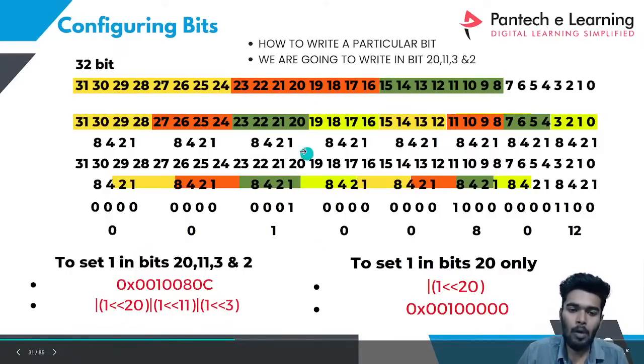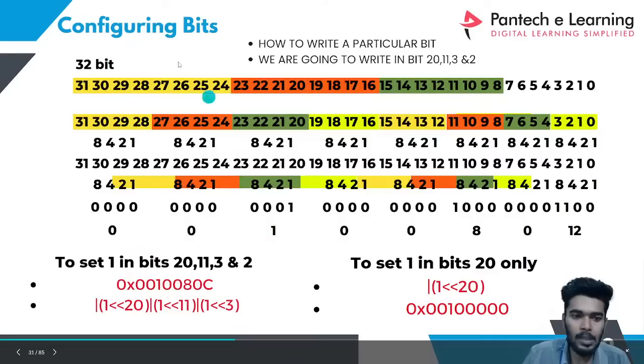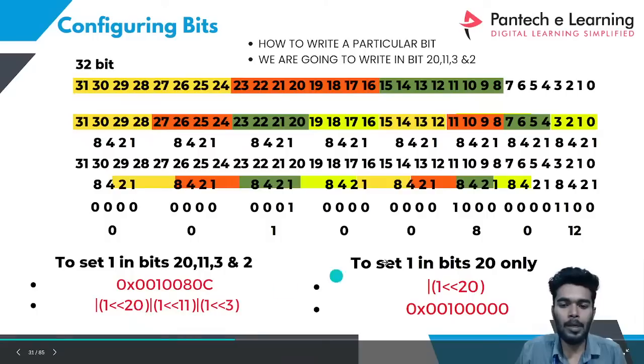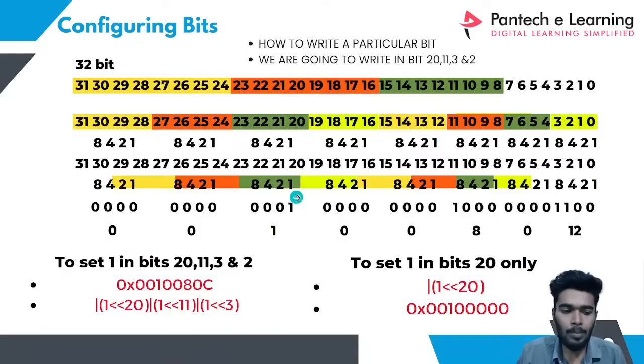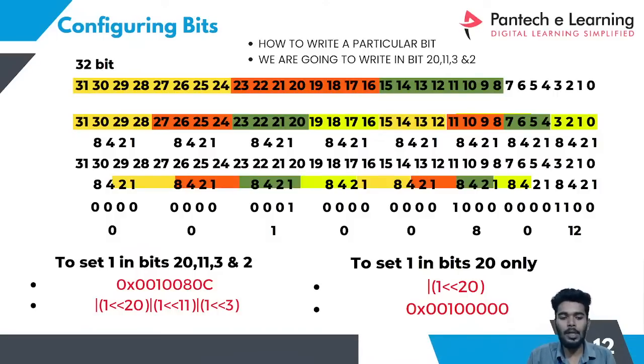If I want to set logic 1 at the 20th bit, I will give an OR operator. What will OR do? If any of the inputs is 1, it will give a 1. So it will compare with this 32 bit register. And if I want to shift the logic 1 to the 20th bit, I give this left shift operator, and it will shift to the 20th bit by ORing it. And I am again left shifting the logic 1 to the 11th bit and 3rd bit. By using this we can set the particular bit we need. It will not disturb the other bits nearby it.